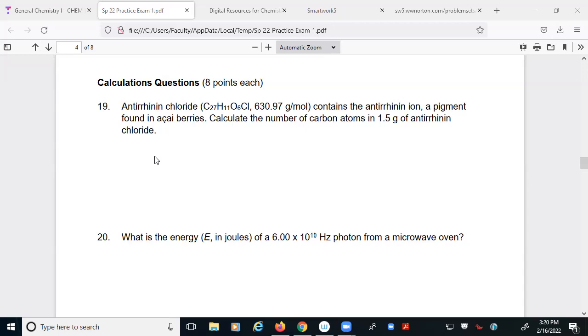Okay, let's do number 19. So we are told that we have anti-rearing, which is the pigment that's found in acai berries. What we want to do is calculate the number of carbon atoms in 1.5 grams of this particular chloride. Now, we've already been given the molar mass of the chloride, so we don't have to spend time calculating out the sum of 27 carbons, 11 hydrogens, 6 oxygens, and a chlorine.